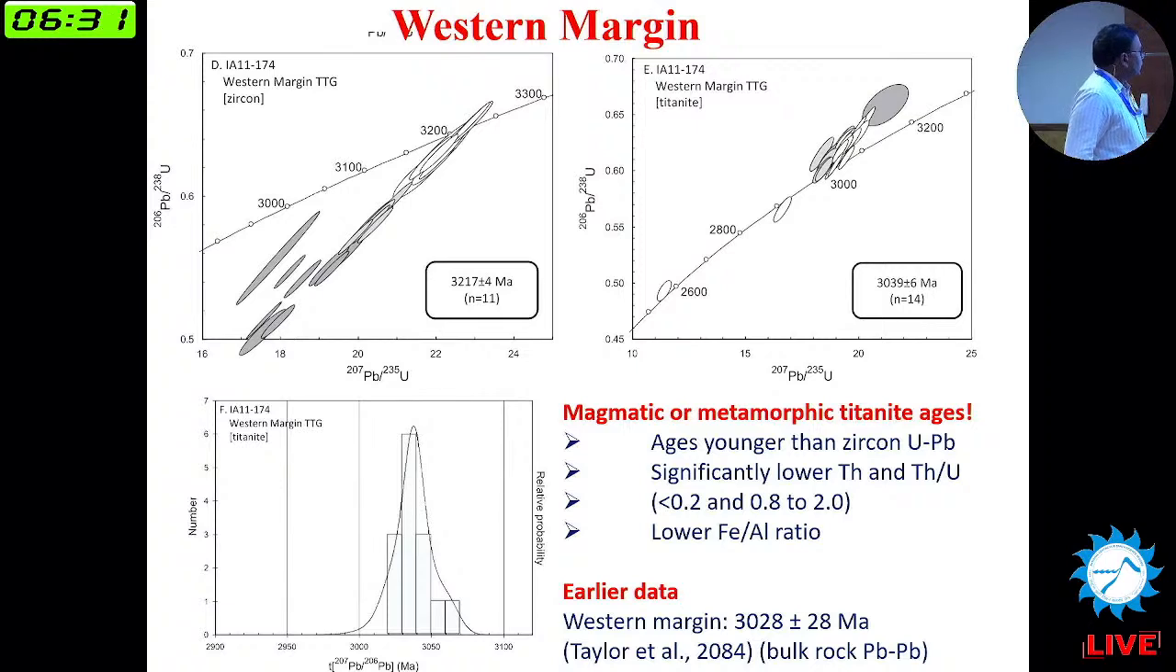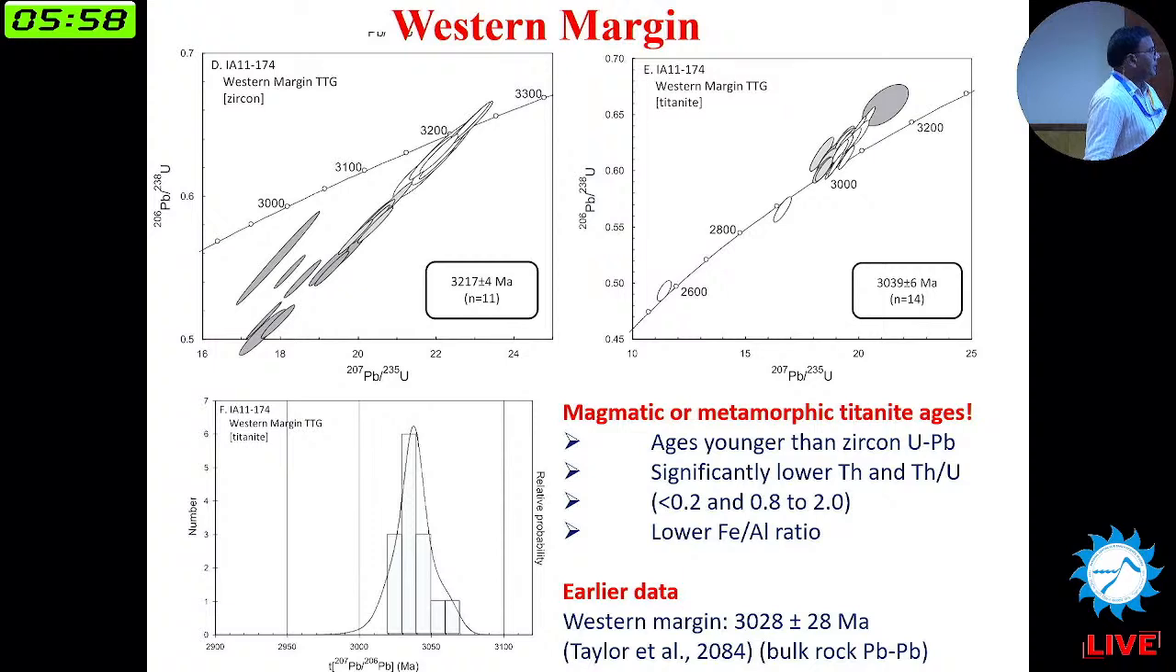We tried to depict what exactly this is giving: a relative probability around 3039 to 3040. The important part is how to differentiate magmatic titanites from metamorphic ones. There are clear-cut criteria. When you analyze both zircons and titanite from the same sample, titanite should always be younger than the zircon uranium-lead ages, and should have significantly lower thorium and thorium by uranium, unlike in zircon, where the thorium by uranium ratios are slightly variable, whereas here it's very distinct.